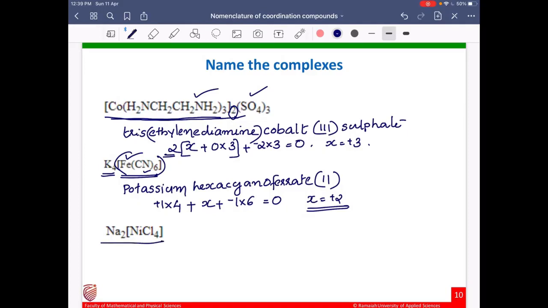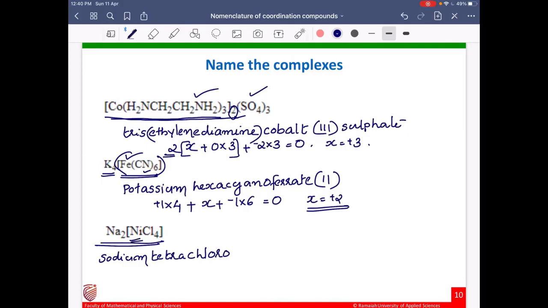Next example, Na2[NiCl4]. Again, the coordination complex part is anionic. So first we have to give the cation name. Cation is sodium. So we have to give the name for sodium first. Then the complex ion. In the complex ion, first we have to write the name for the ligand. Ligand is chloro. Total 4 chloro groups are there. So 4 means di, tri, tetra. We should start with tetra. Tetrachloro.